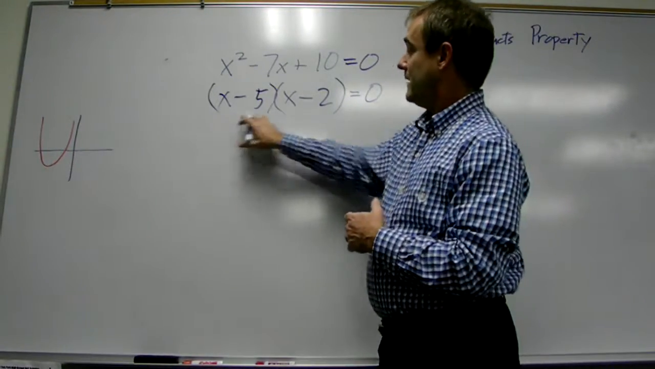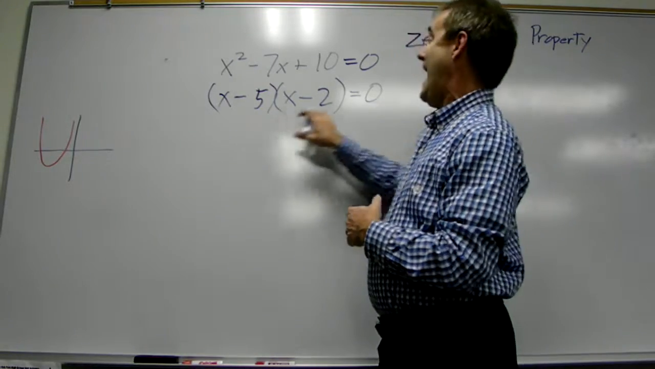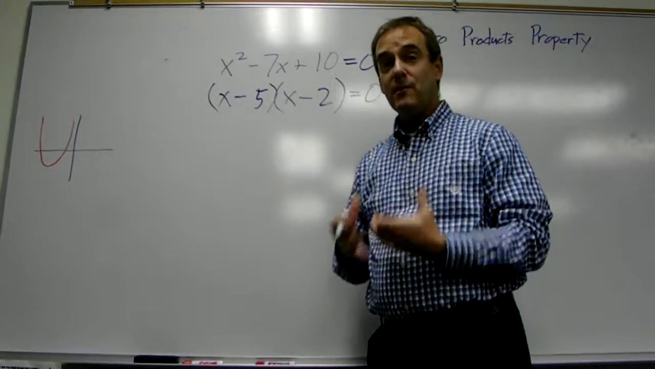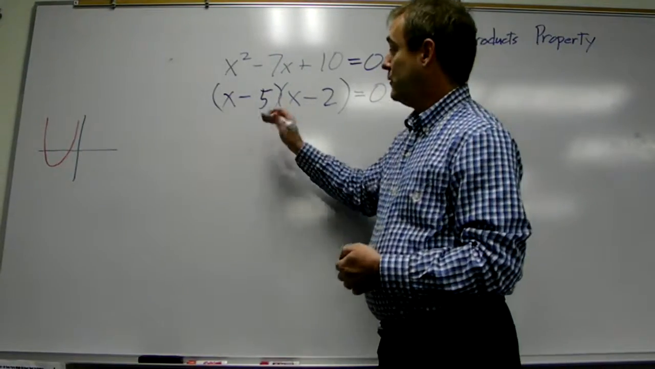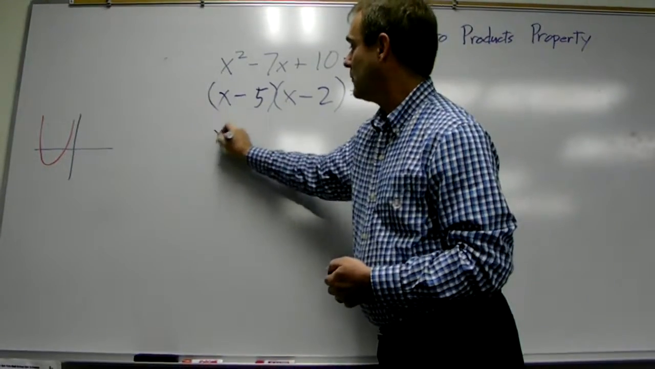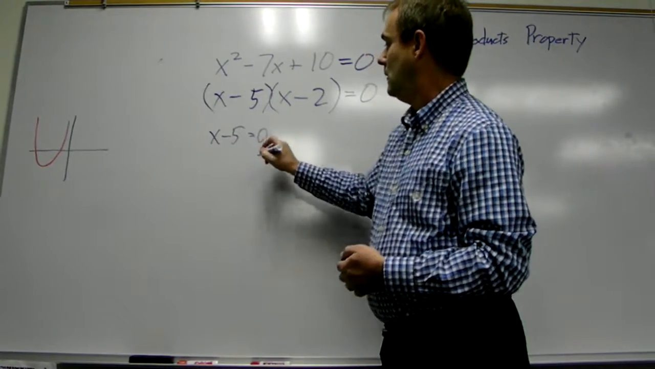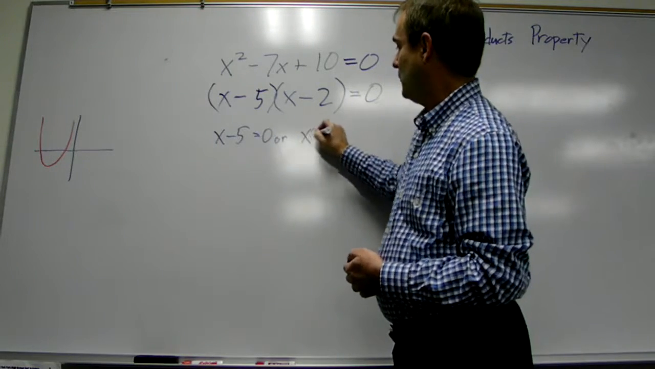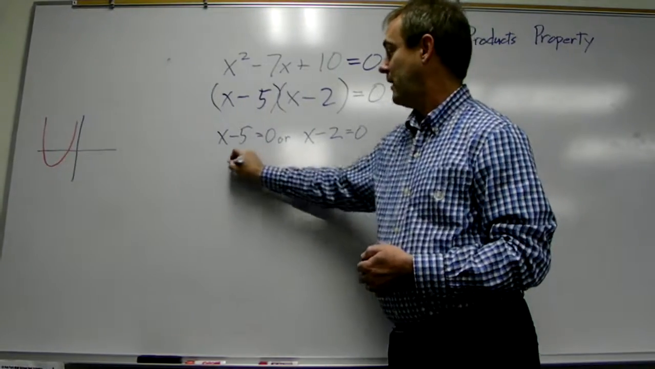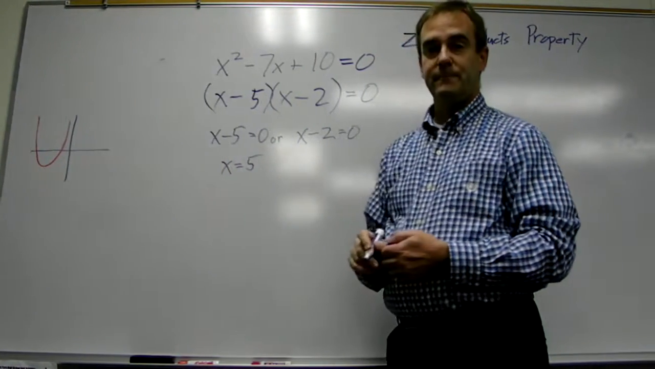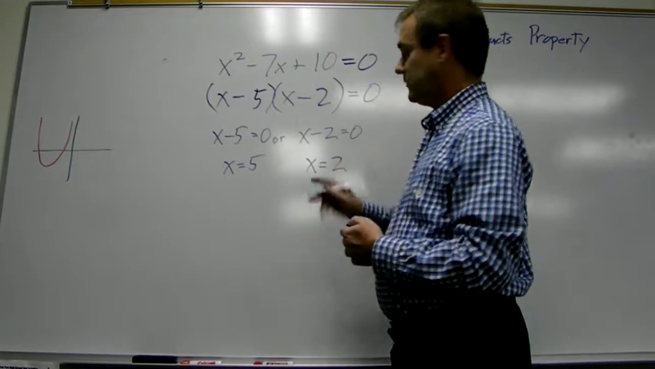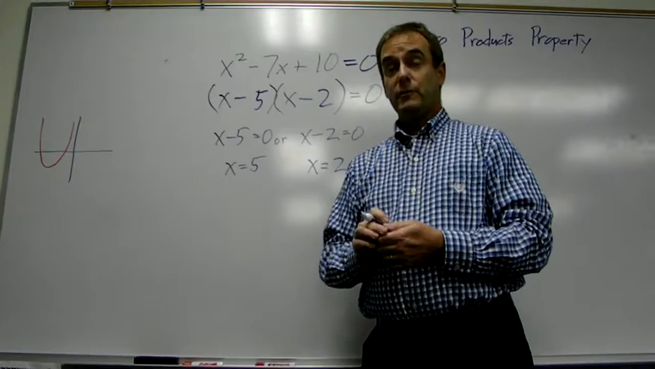But if I have two things that are multiplied and they equal 0, then one of those two things has to be 0. So I'm going to assume either this is 0 or this is 0. X minus 5 is 0 or x minus 2 is 0. So I'll solve this equation. I'll add 5 to both sides and find that x is 5. And I'll solve this equation. I'll add 2 to both sides and find that x is 2. Those are my two solutions.